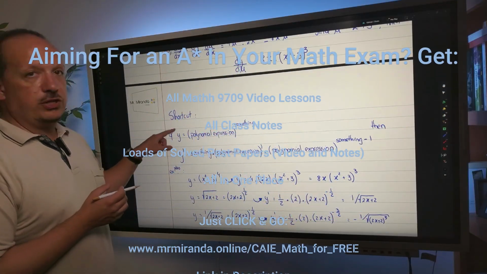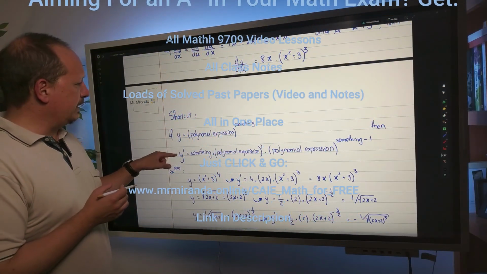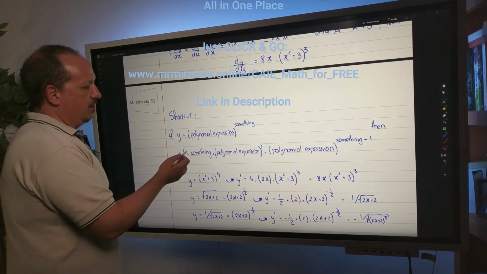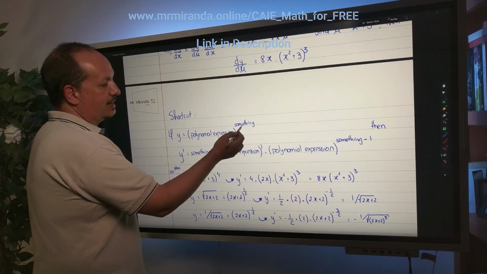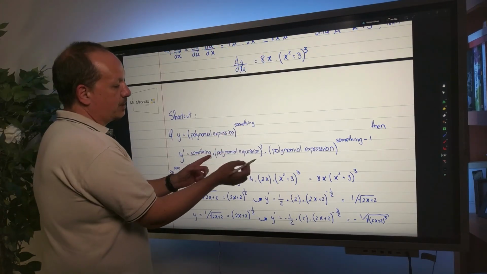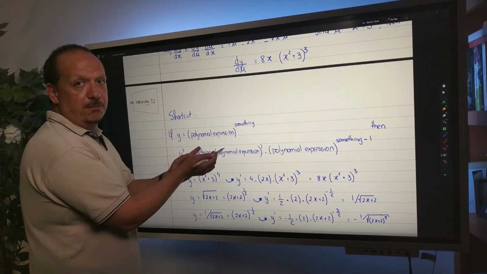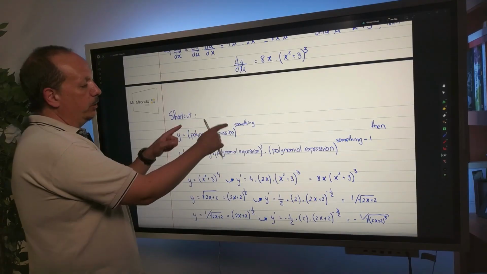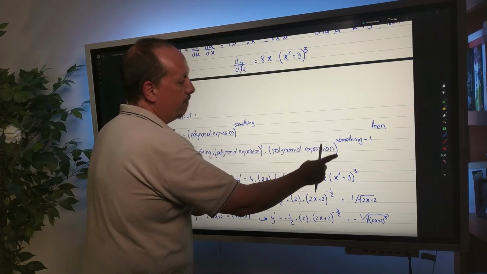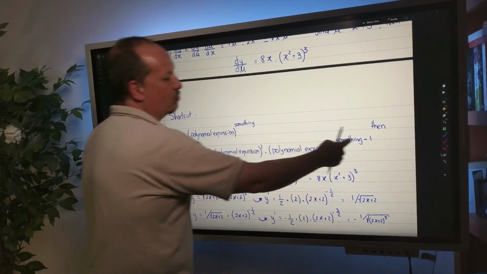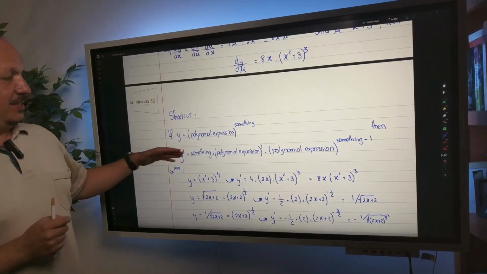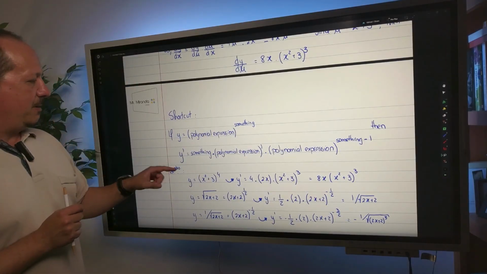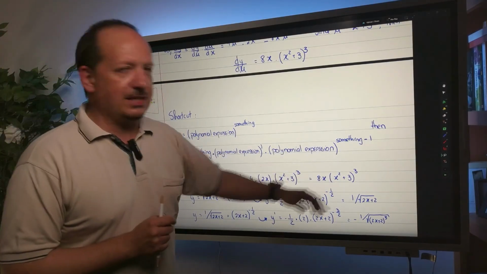Then if you want to differentiate that, and I represent that as just y dash, then it's going to be just whatever that something is, times the polynomial expression itself differentiated, that's why you have the dash there, times the polynomial expression as is to the power of something minus 1. Seems complicated, right? You can actually solve this in the time that it takes to write this line, okay?